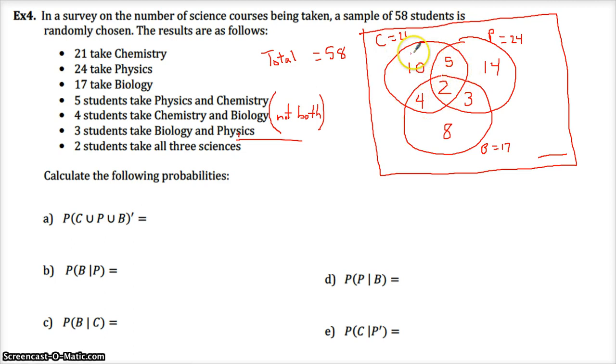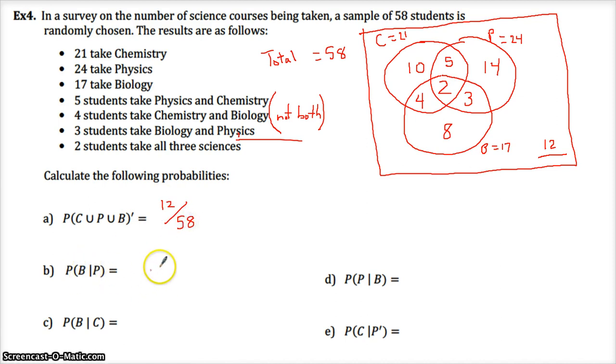I'm just adding up all these quickly. I know this is 21, plus 14 is 35, plus 3 is 38, plus 8 is 46. So there's 12 students out here, I believe. And that's what this first thing is asking about. Find the probability that not C or P or B. So the or thing here is like the whole big triple bubble, and not means outside of all of that. So this is the 12 out of 58.